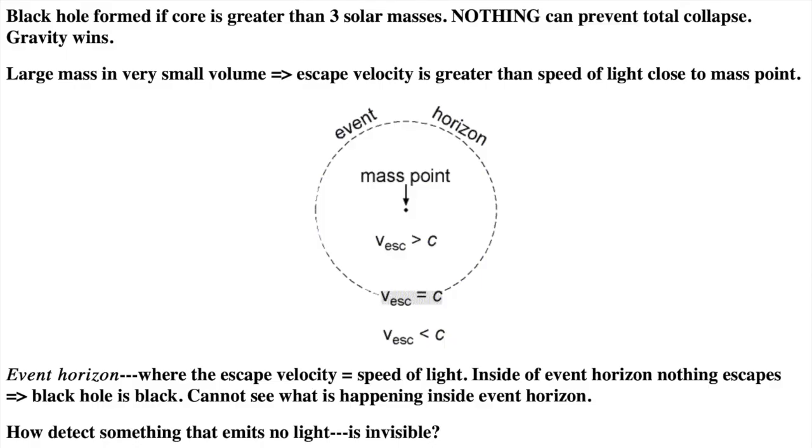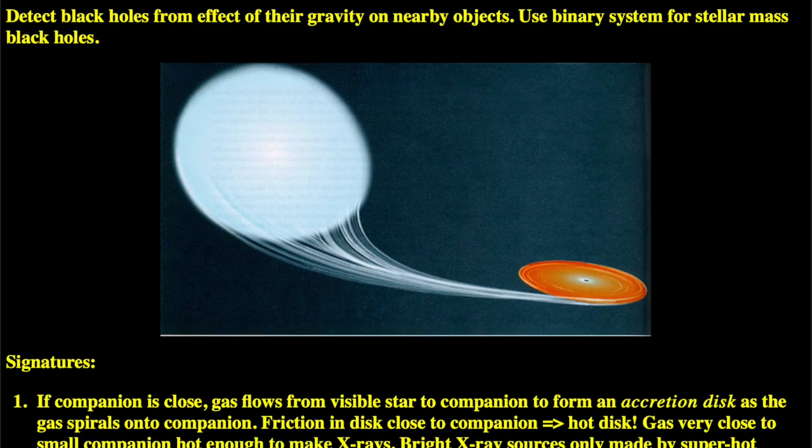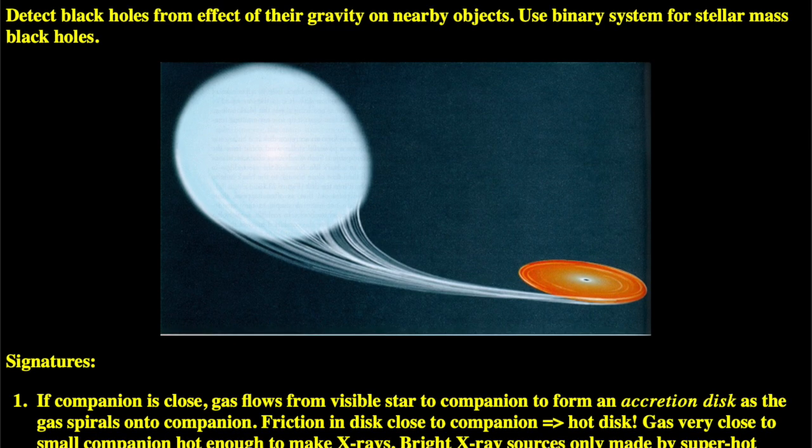Maybe there's something that stops the core from compressing to an infinitesimal point, but that something is cut off from the rest of the universe. The black hole is truly black. So how do we detect something that produces no light, is invisible? Next slide. We detect black holes from the effect of their gravity on nearby objects.